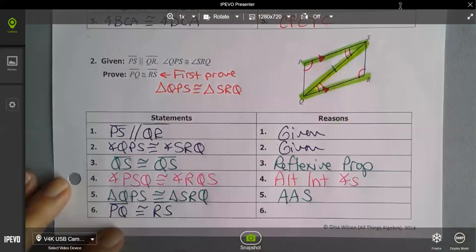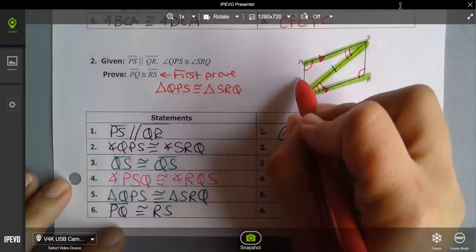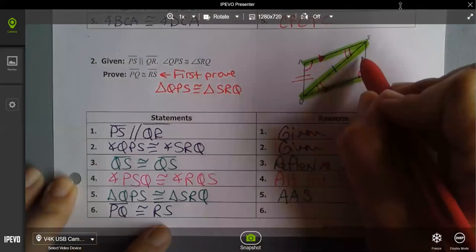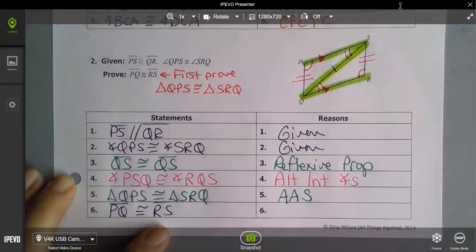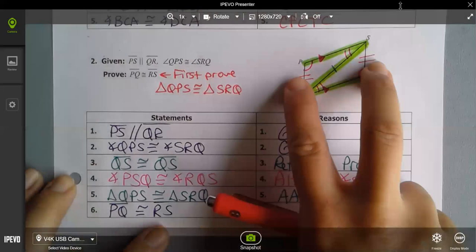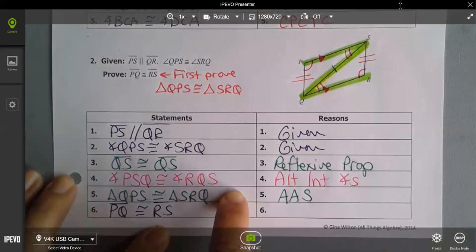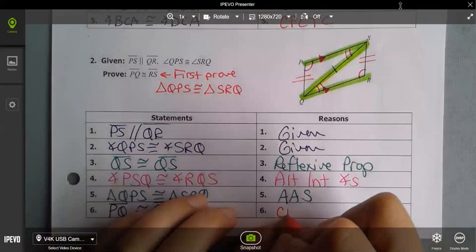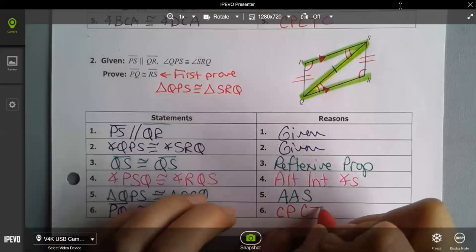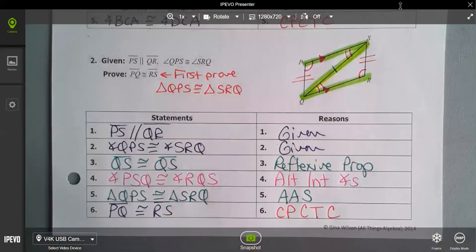So now, can I say that PQ is congruent to RS? I sure can, because those are corresponding parts, and I already said that my triangles are congruent, so corresponding parts of congruent triangles are congruent. CPCTC.